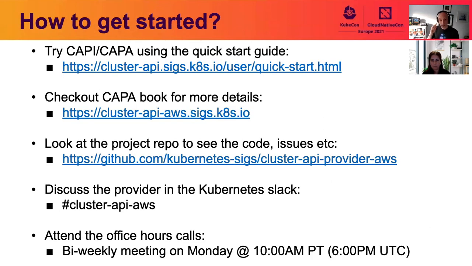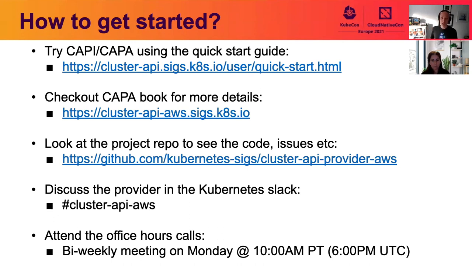So how do I get started? First and foremost, try CAPI and CAPA. The CAPI project creates a quick start guide, and within that quick start guide, you can follow it through and choose which provider you want to use, to get from the point of creating your management cluster to creating your first tenant cluster. Once you've done that, you can then look at the CAPA-specific book that we publish. This has various topics that are specific to CAPA that will be useful, like different scenarios, how to contribute, our release cycle and stuff like that.